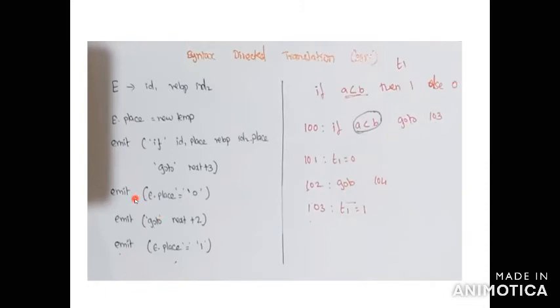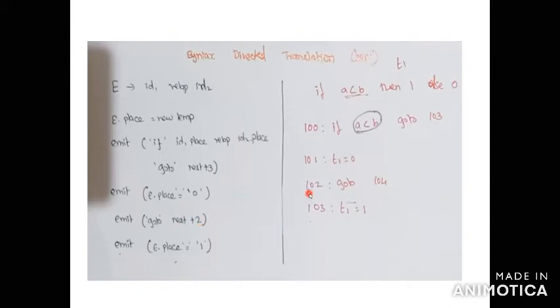So if A less than B, go to next state plus 3: 100 plus 3 is 103. Otherwise go to the next state, 101. At 101, E.place: here I am using only one temporary variable, T1. So T1 equal to 0. Then the next address is 102. At 102, check go to next state plus 2.